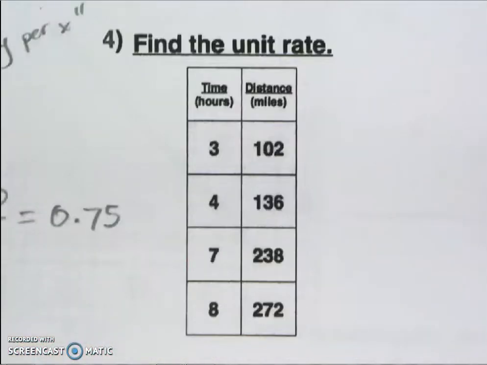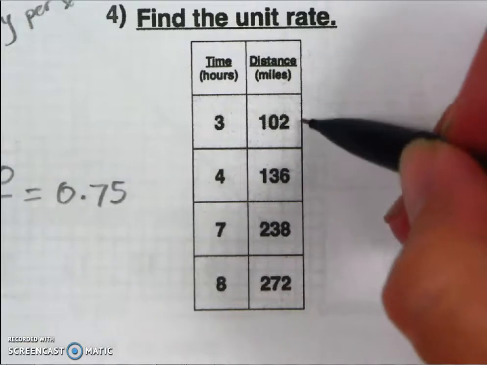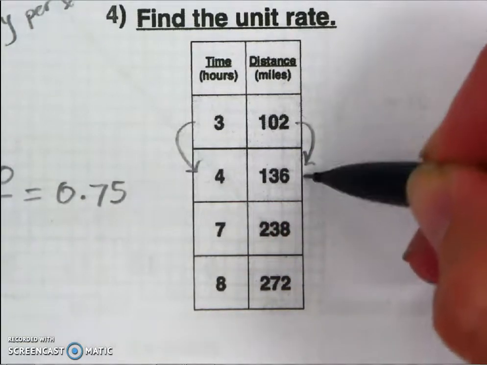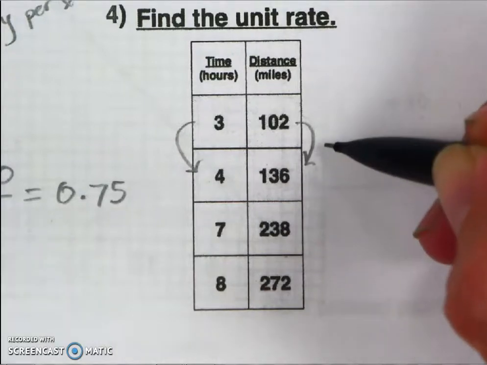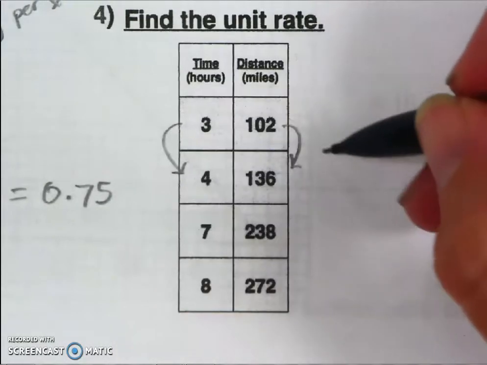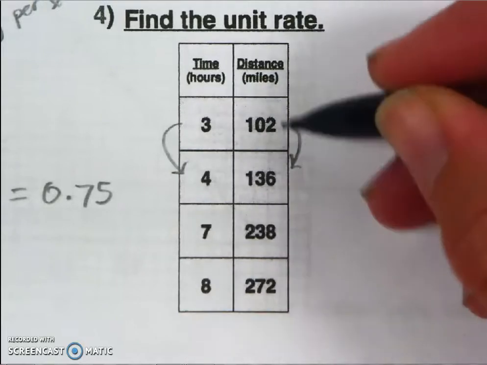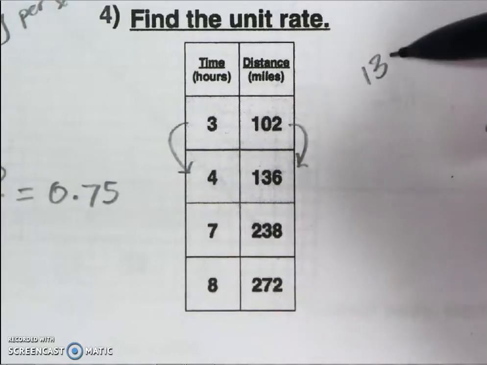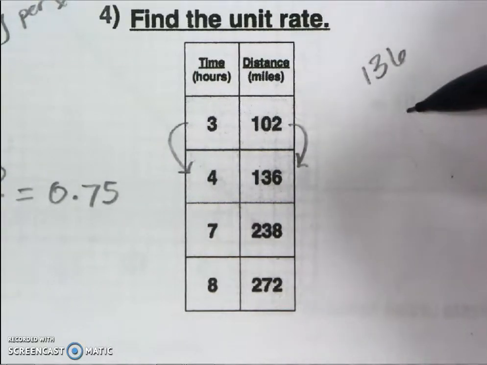All right, let's look over to number 4, find the unit rate. Change in Y over change in X. The change in Y here from 102 to 136, how do I find that change? Well, what if I can't quite see it? Then I can always subtract to find the change, because really that's what we're doing. Change is just subtraction. So if you can't see that really fast, let's do that subtraction.